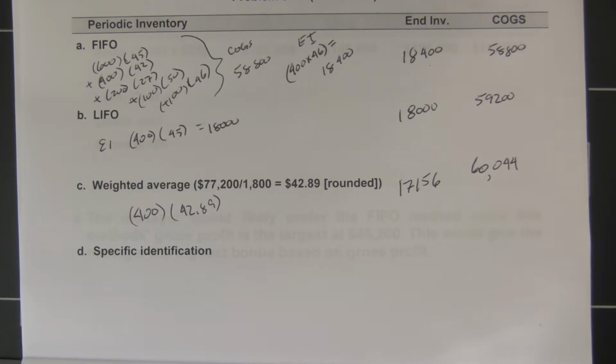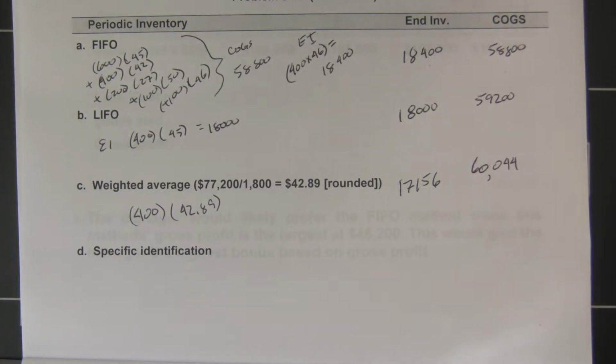Again, if you're really hung up on doing it exactly the way the book wants, you can take the number of units sold, what was it, 1,400 units, multiply it by 42.89, and you're going to come up with the same number.